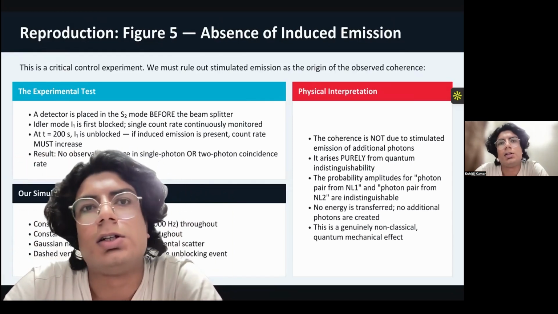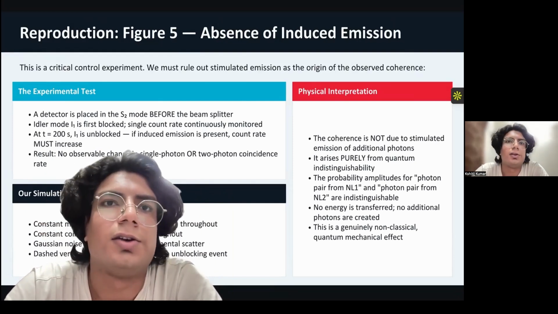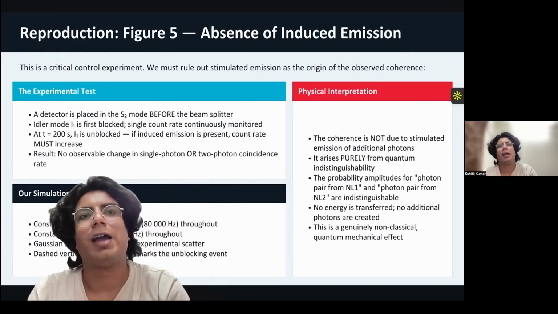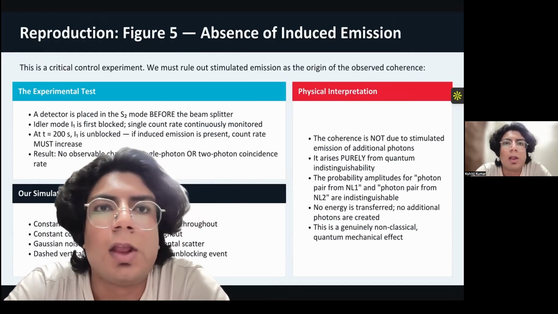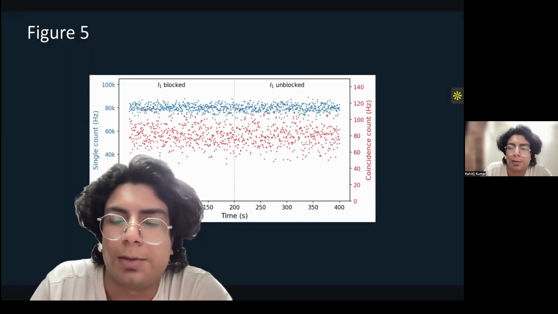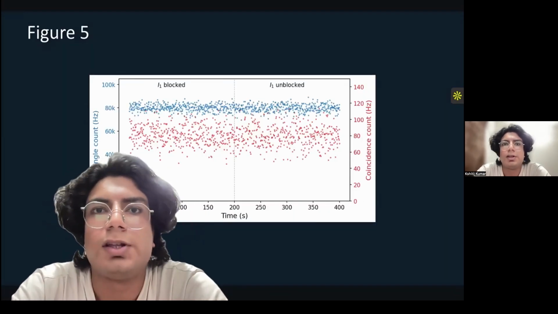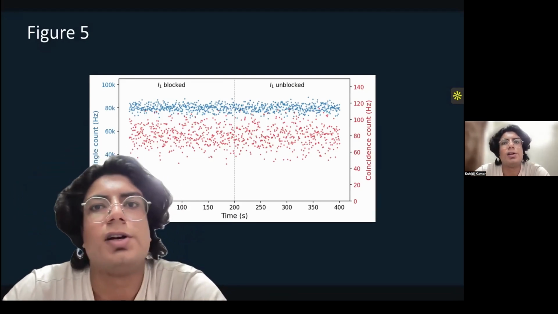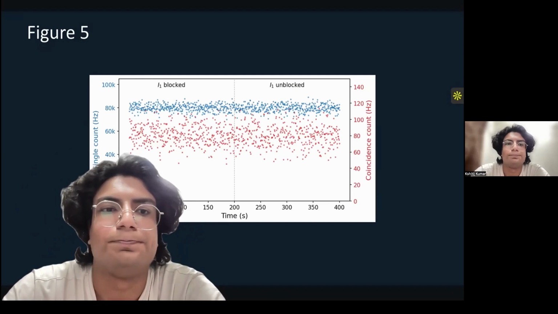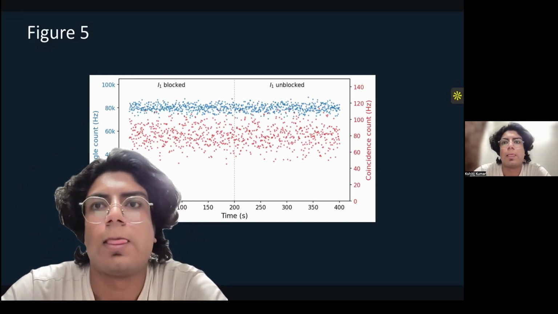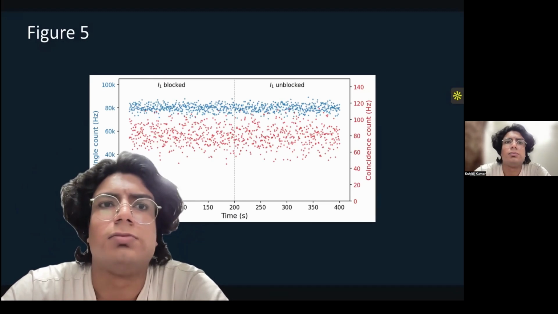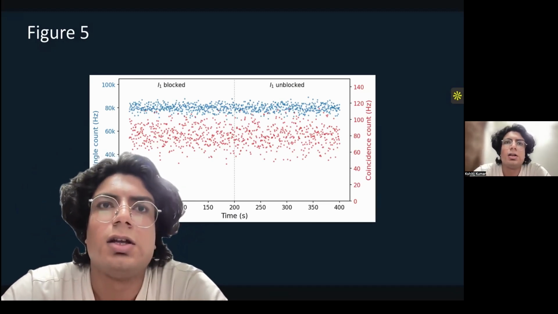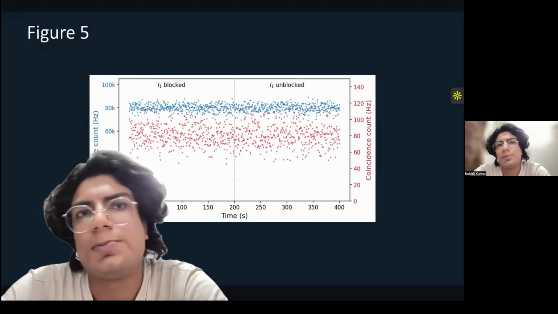This gives us a very critical test analog with our simulation. As you can see, when the barrier is removed at time t equal to 200 seconds, absolutely nothing changes. The single count rate remains flat at approximately 80,000 hertz, and the coincidence rate remains flat at roughly 80 hertz. So what this physically means has a profound interpretation.